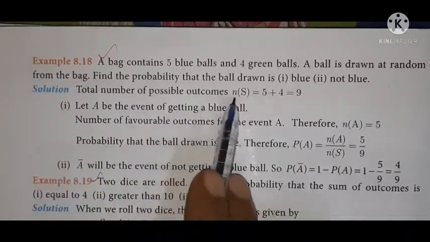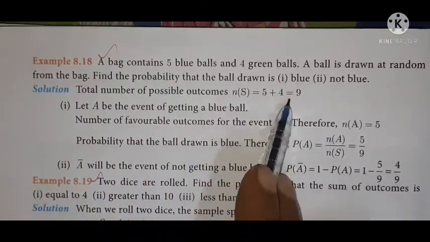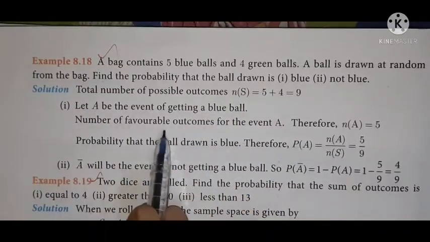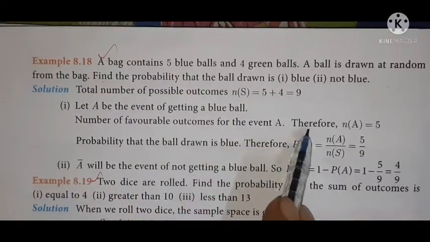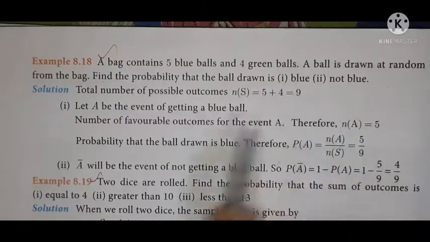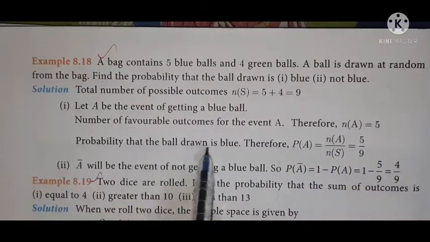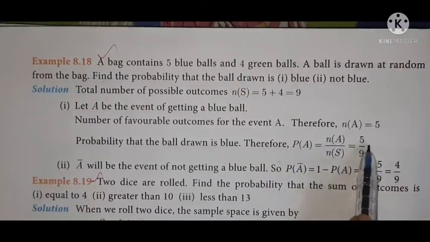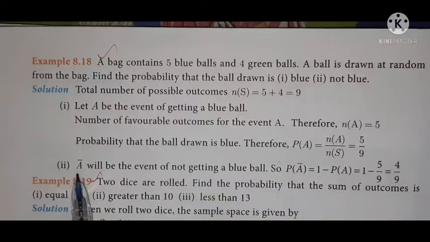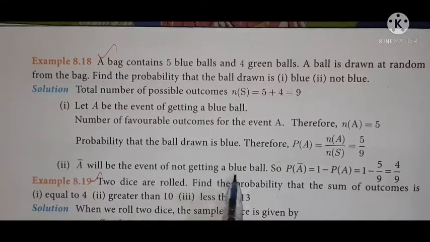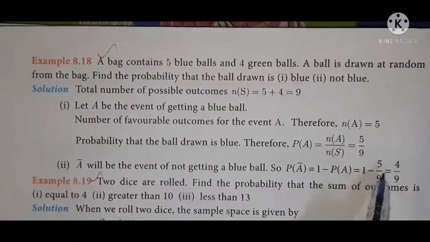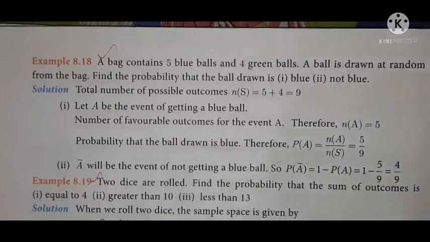Total number of possible outcomes n of S is equal to 5 plus 4, 9. Let A be the event of getting a blue ball. Number of favorable outcomes for the event A, therefore, n of A is equal to 5. Probability that the ball drawn is blue, therefore, P of A is equal to n of A by n of S is equal to 5 by 9. A dash will be the event of not getting a blue ball. So, P of A dash is equal to 1 minus P of A is equal to 1 minus 5 by 9 is 4 by 9.